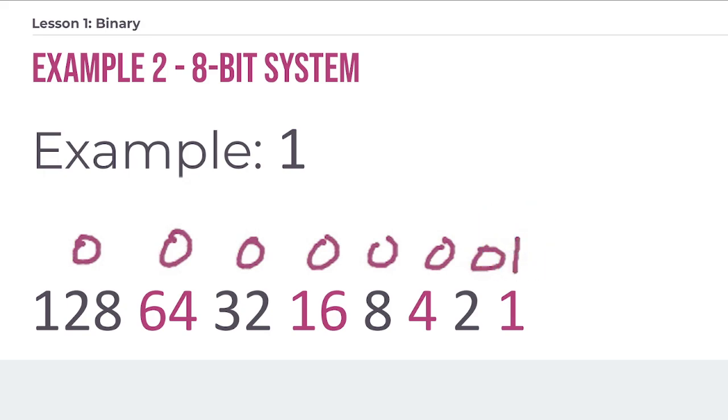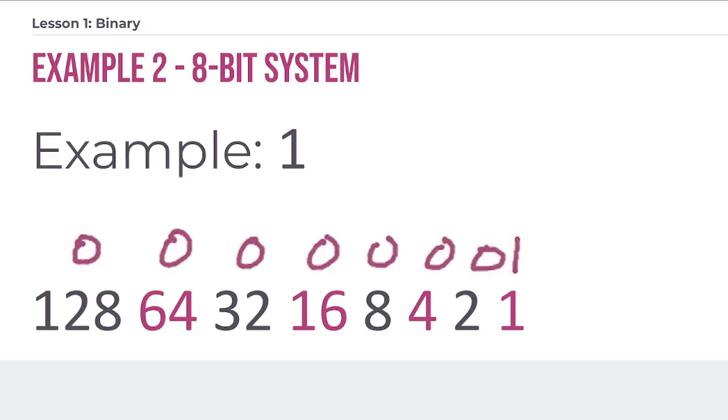Look at that. And the question is, in binary, would I write something like 00000001? No. I could write just the number 1. I don't need to show those leading zeros, just like in base 10. I don't need to show leading zeros because they don't affect the value of the number.